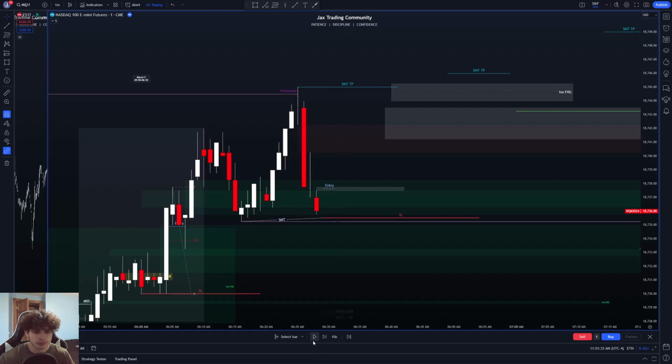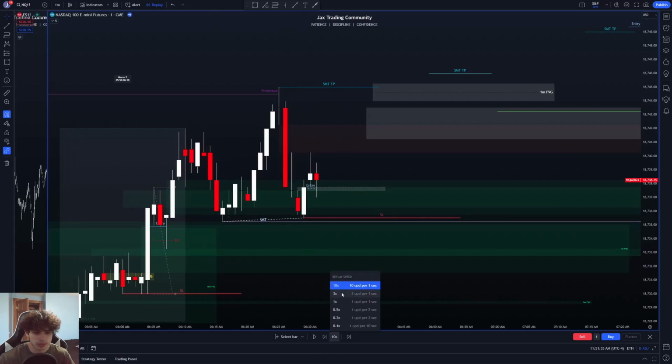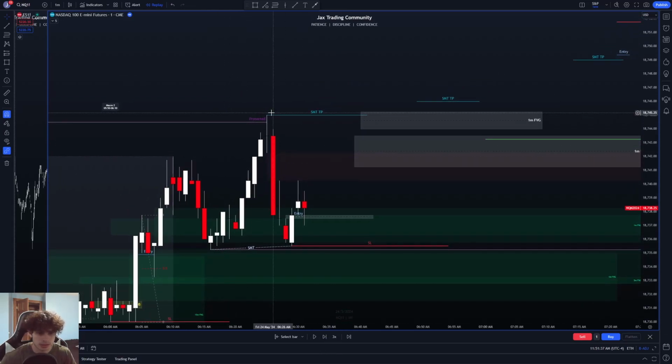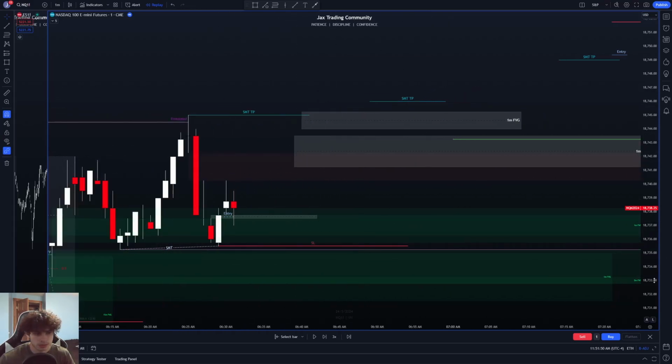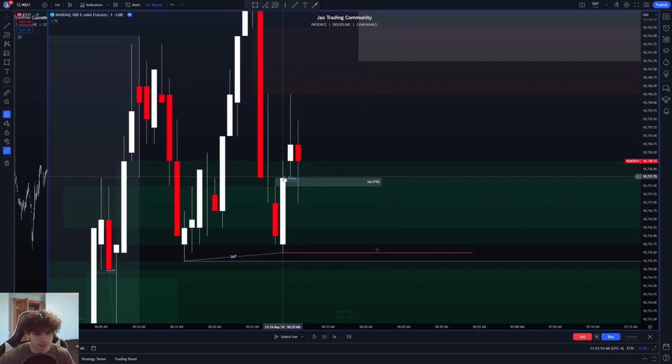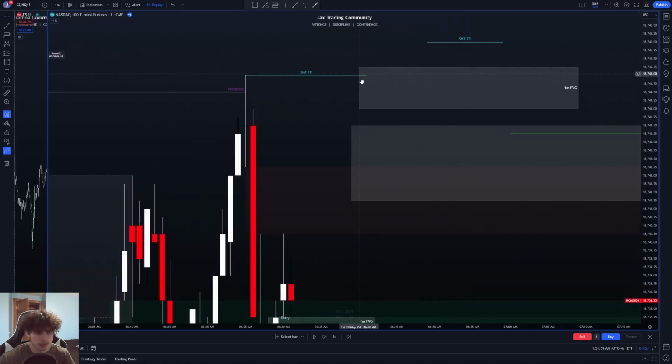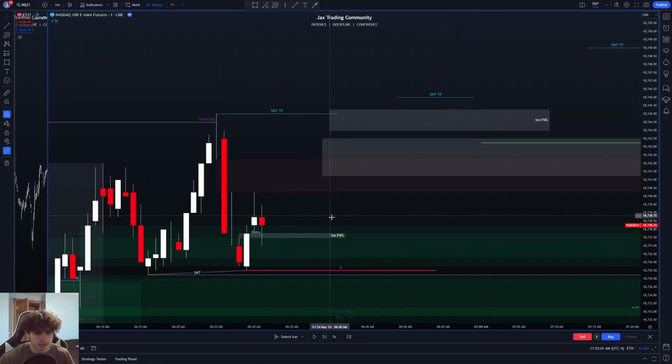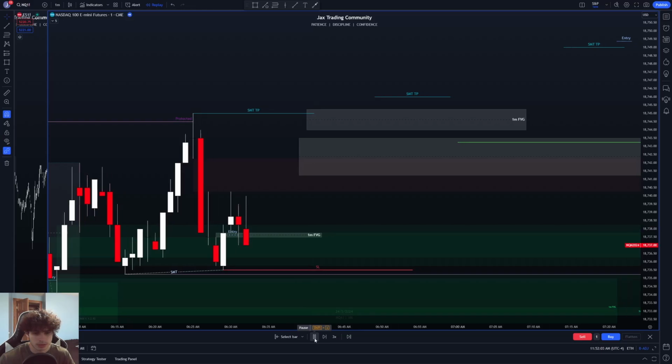Then here we make an SMT, and we have a reaction off. This would be your SMT TP, and this would be your protected low. Your SMT TP should get hit before the protected low gets hit, meaning we should not go back down to this protected low. Displacement up. Here's the fair value gap after the SMT. You take it right in this fair value gap, and your target would be this SMT TP.